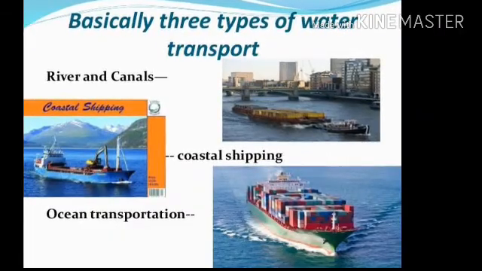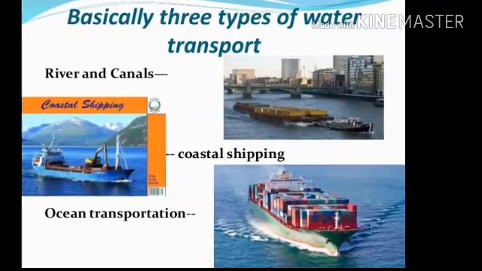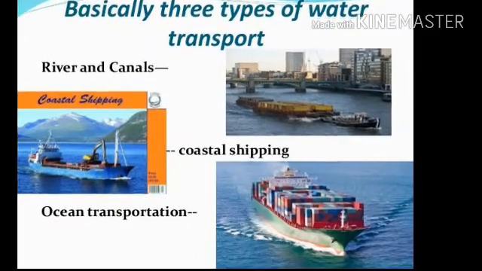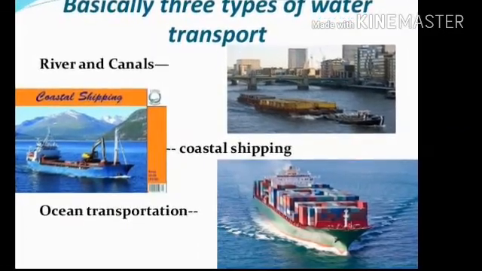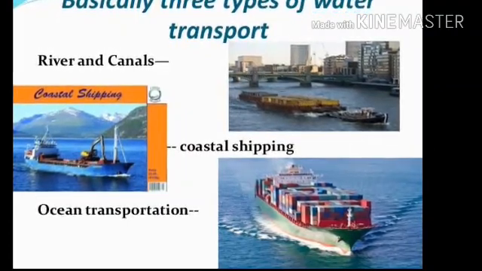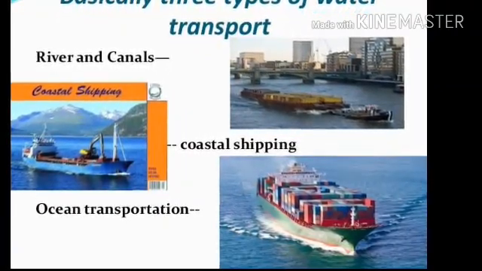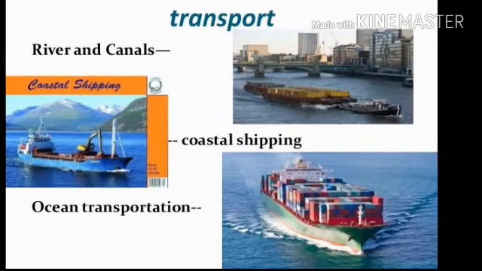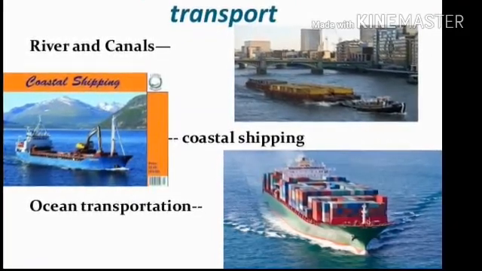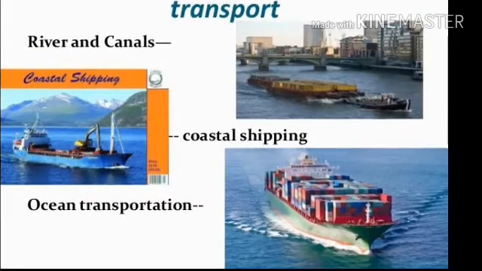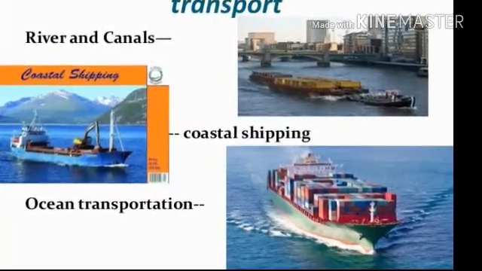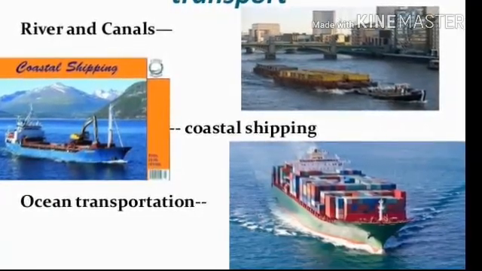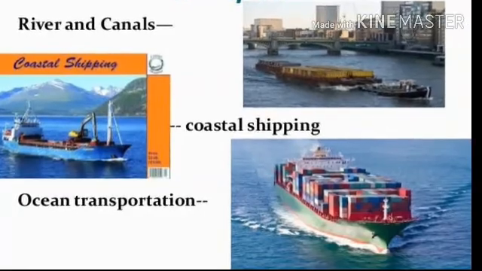Another use of water is transportation. The water in the rivers and seas is used for transporting. Here the passengers and goods are transported from one place to another by boats, sailing boats, motor boats or ships. Here we can see three types of transport systems that we use in the water: rivers and canals, coastal shipping, where coastal regions are used as a transport method, and ocean transport. These are the transporting methods.